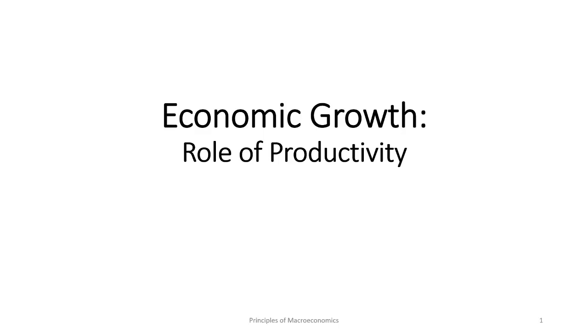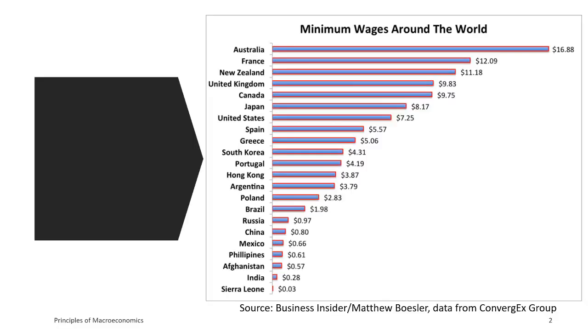In today's lecture, we will be discussing the role of productivity on economic growth. To motivate the ideas, let me show you the minimum wages around the world. So, in Australia, the current minimum wage is around $16.88. France is $12.09, and in the United States, at this point in time, the minimum wage, which is the federally mandated, is $7.25.